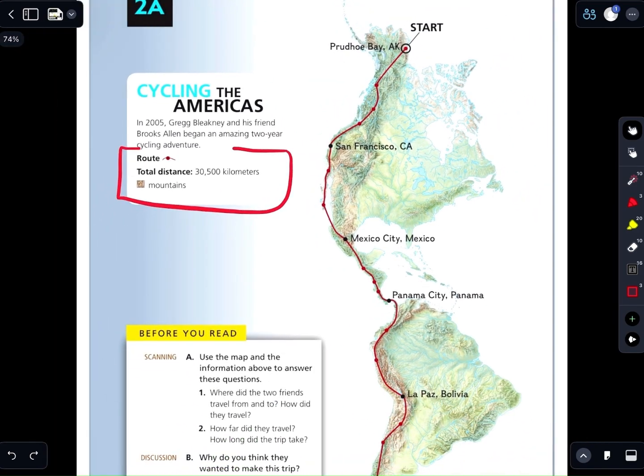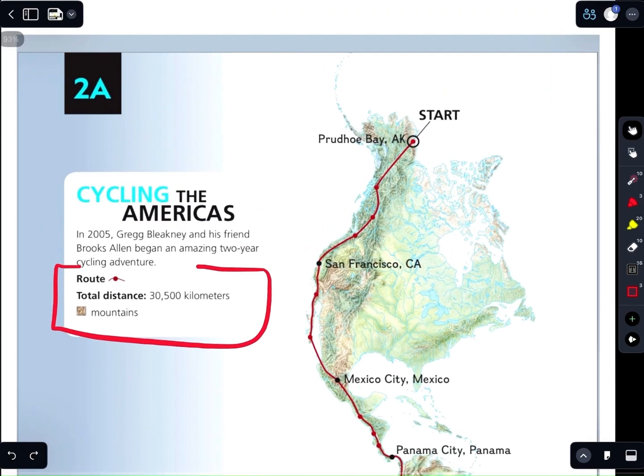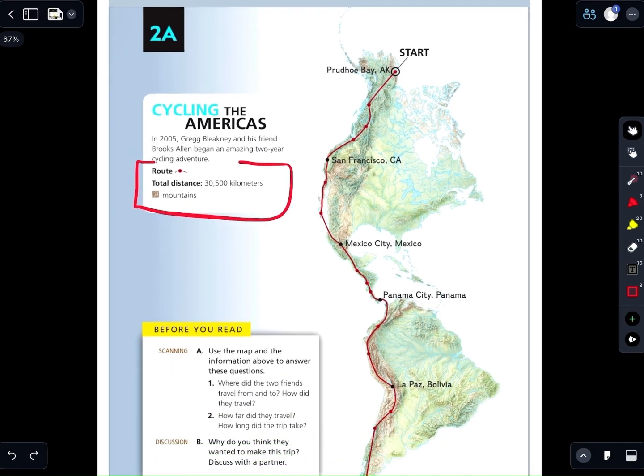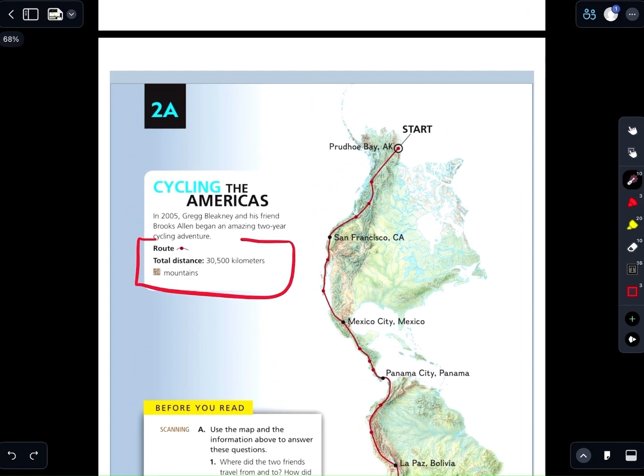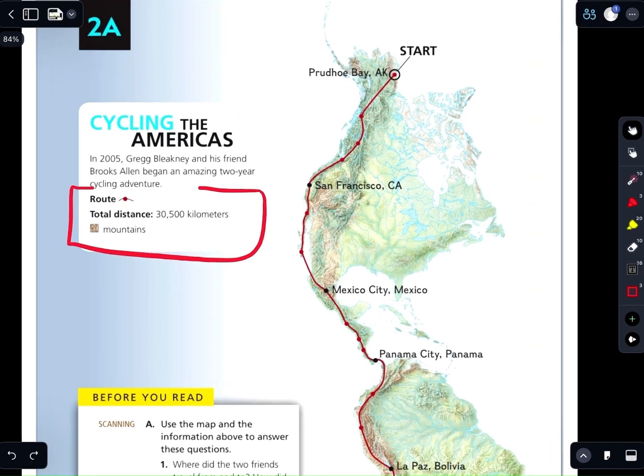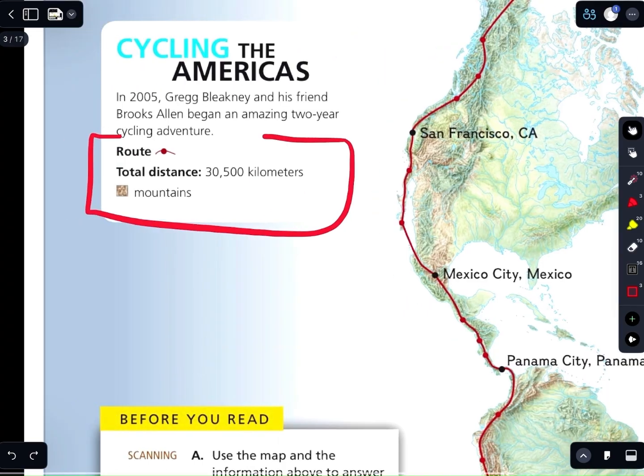Okay, so let's look at this. We have really an interesting map here. We have this starting point, which is in Alaska. I guess this is the Prudhoe Bay in Alaska. And we can see that they have a route here. They're cycling. So these are two friends in 2005 that are cycling all the way from the top of North America to the bottom of South America. Okay, so they're cycling. They go all the way down to San Francisco, California. They go to Mexico City.